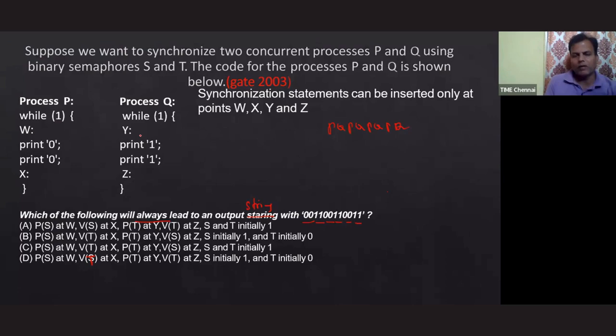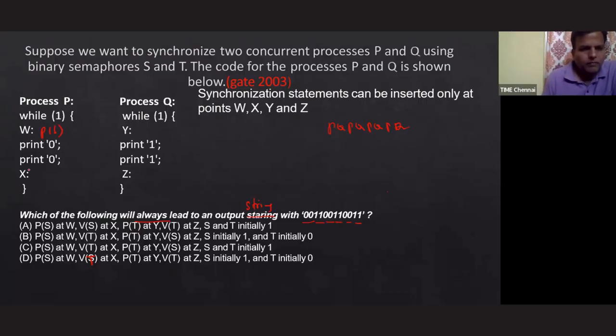Keeping the binary semaphore value 1 means you are keeping the door open for the process, and keeping 0 means you are closing the door for that process. Remember this one. So the first option I am taking is actually wrong, but at least you will realize why it is wrong. Now please pay attention to this.